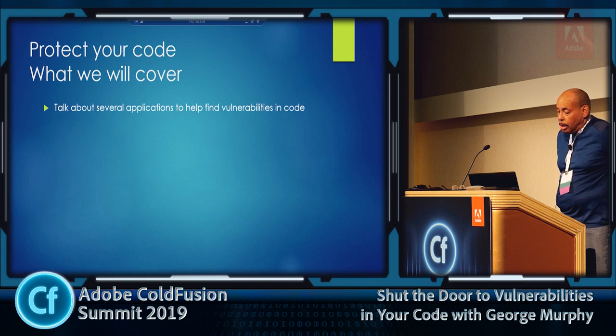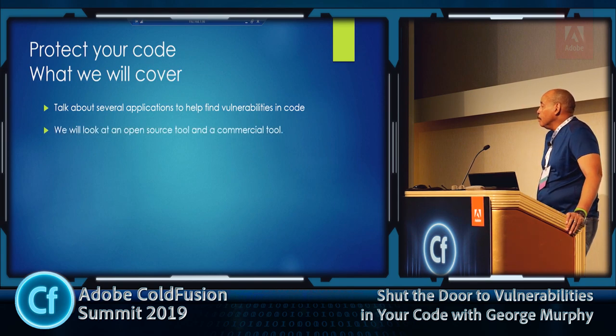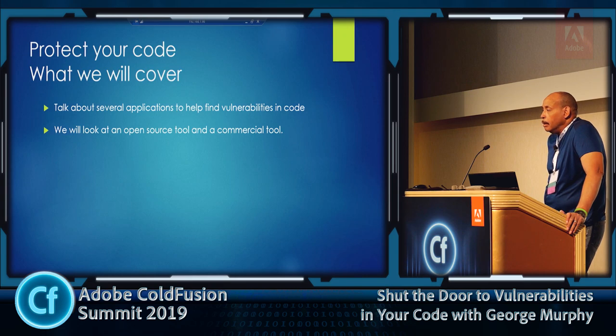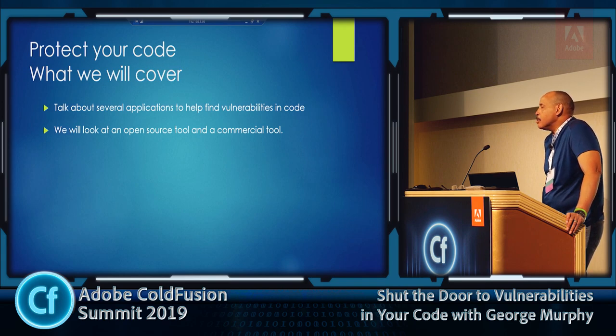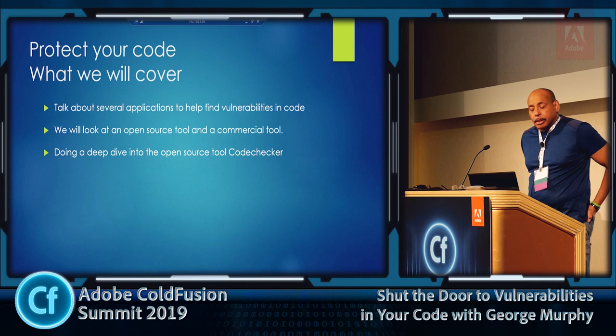So we're going to look at how you protect your code. We're going to talk about several applications to find vulnerabilities in the code, and we'll look at an open source tool which Ortus built about 4 or 5 years ago. It was to migrate over 300 applications from one provider to another, and was very old legacy code. We needed a way to look at the code to see what the vulnerabilities are, to track them, see when they were getting fixed, and see who they were assigned to. That tool is called CodeChecker, and we're going to do a deep dive into that.